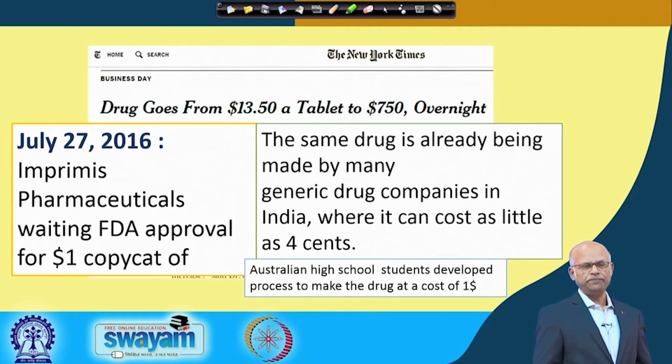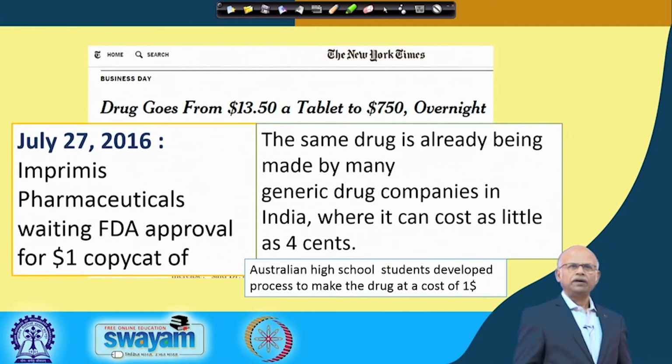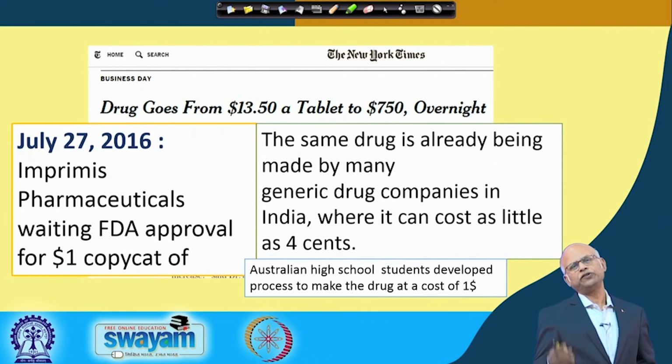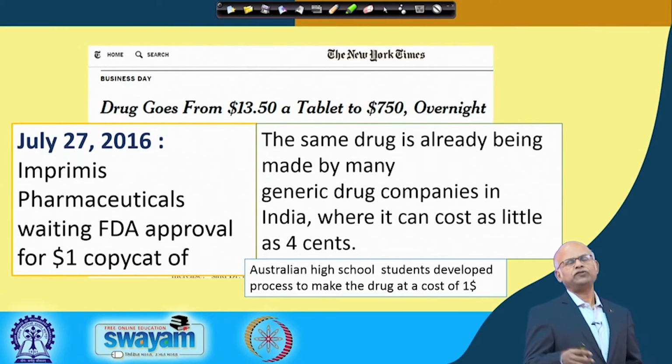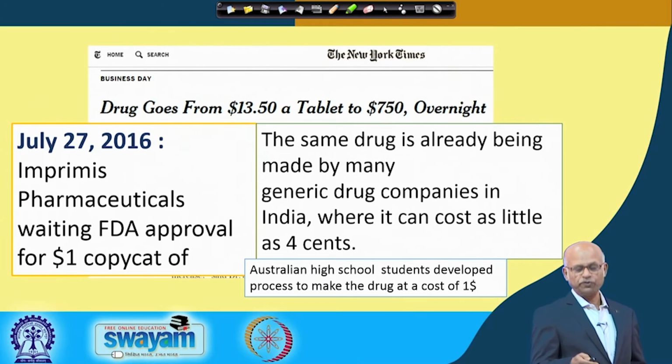Look at this slide, next slide. This happened in 2015, and in 2016 another company came up with a drug which is a copycat of the same drug, and that is to be sold at $1, not even $13.5. So, with this kind of super increase in price, you may actually lose the market altogether. Means now you cannot even charge $13.5. In India, the drug is now available for 4 cents, that means $0.04 a piece.